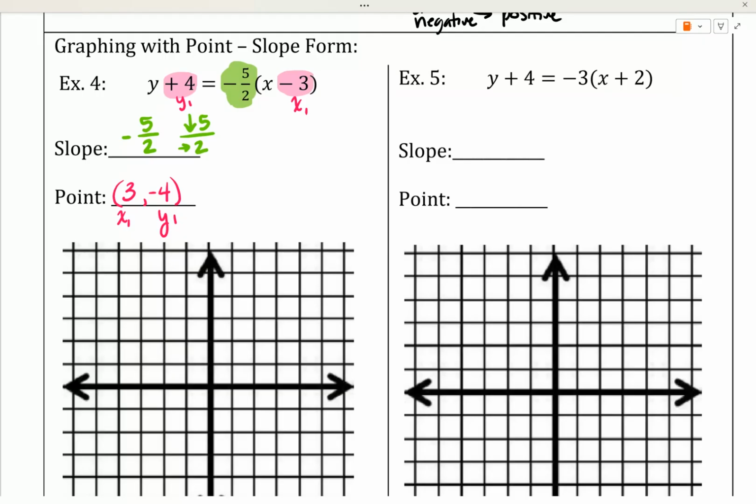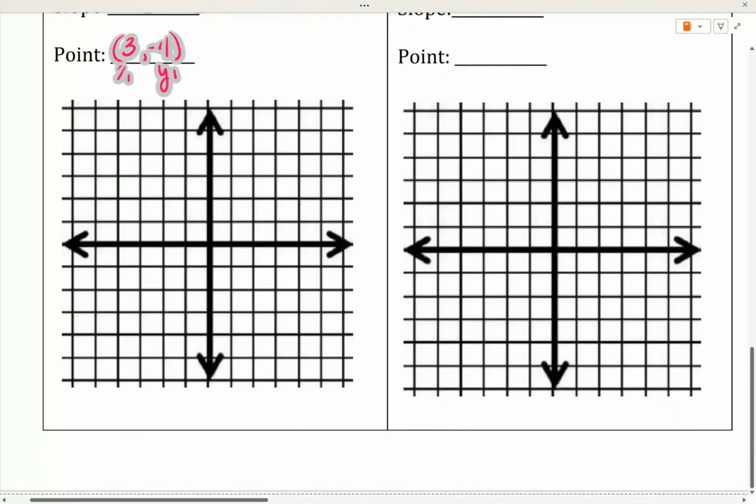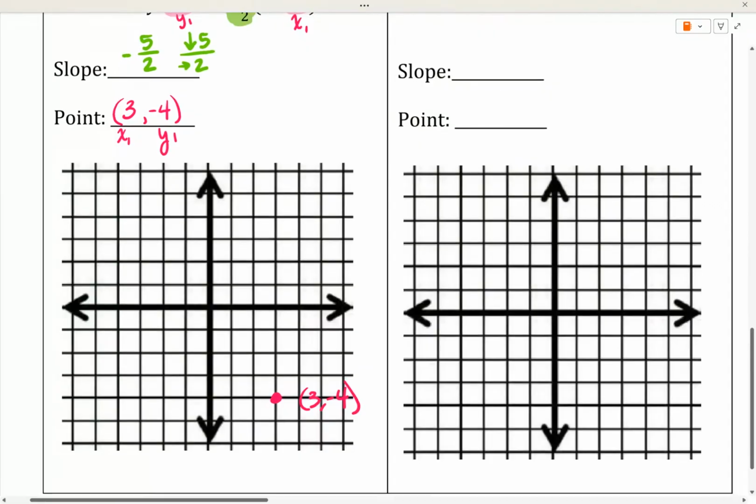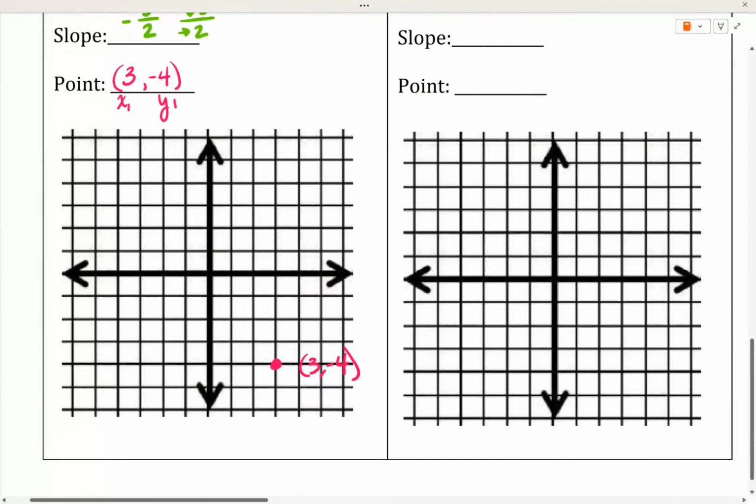So that provides me with the starting point for my graph. So I'm going to go down to 3, negative 4, 1, 2, 3, 4, and I'm going to put a point here. And then I'm going to use that slope of negative 5 over 2 to find my next point.